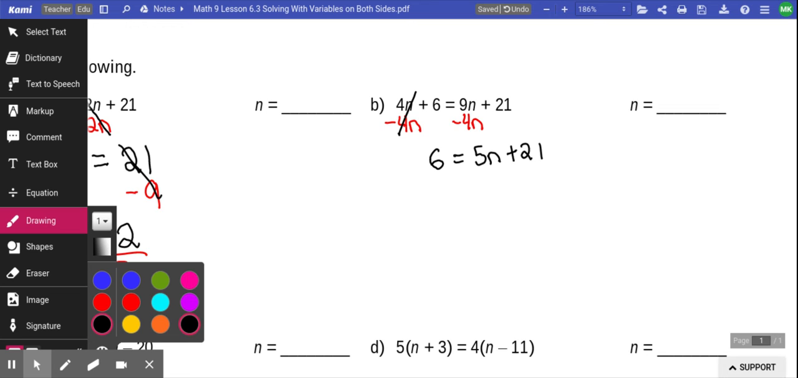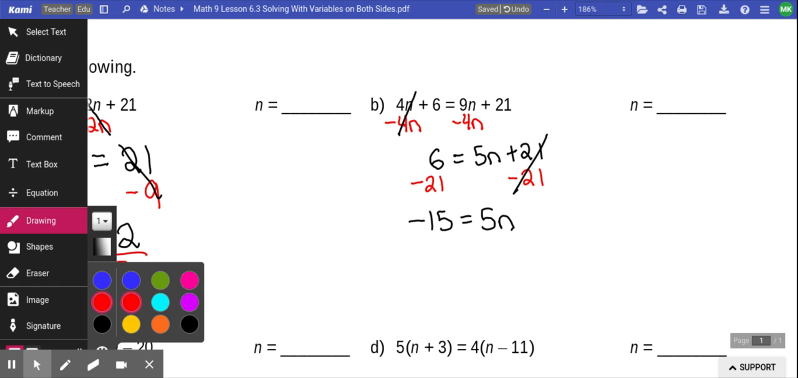This becomes a 6.2 question. If you're struggling with that still, so if you got to this stage of a question and couldn't solve it, I would recommend that you go back to 6.2 and maybe watch some of those so you remember how to get things isolated. The first thing I have to move is the plus 21 by doing opposite operations. So I subtract 21 from both sides. I then reorganize my work. So on the left-hand side, 6 minus 21 would be negative 15 equals 5n.